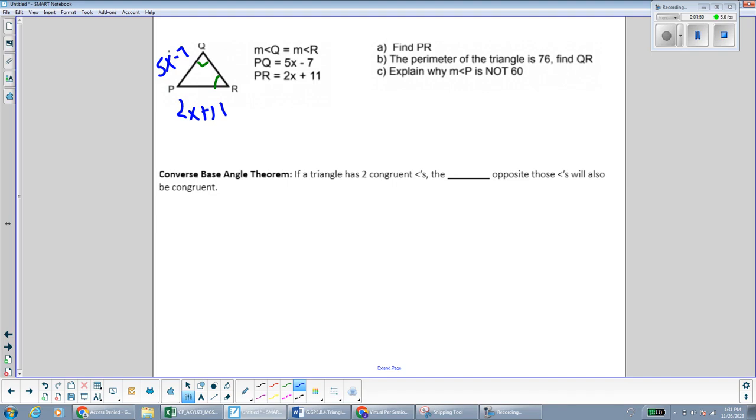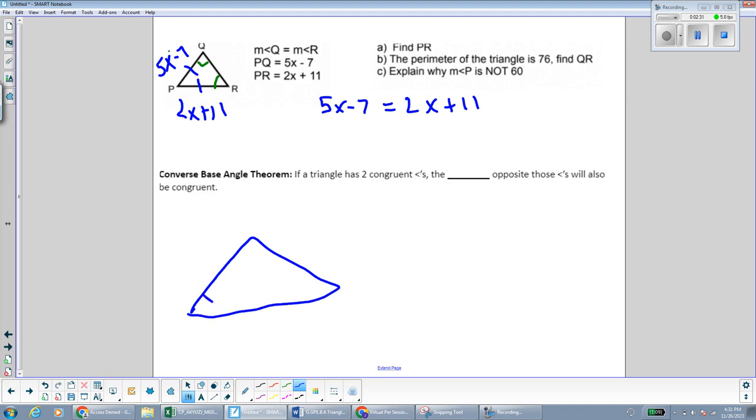You might be thinking to find the length of PR by setting 5x minus 7 equal to 2x plus 11 in order to find the x value. You can do that because this triangle does have two equal sides. But in the question, it doesn't tell us that the triangle is isosceles, and it doesn't tell us that PR is congruent to PQ. We're figuring that out from the angle measurements. Since angle Q and angle R are equal to each other, we're concluding that the sides PR and PQ should be congruent. And that's the converse of the base angle theorem.